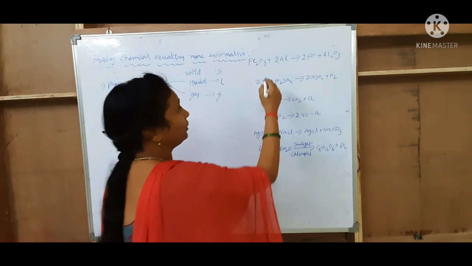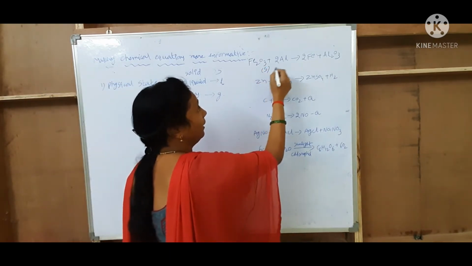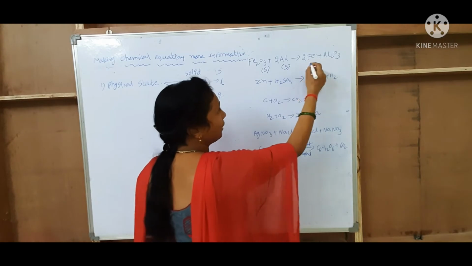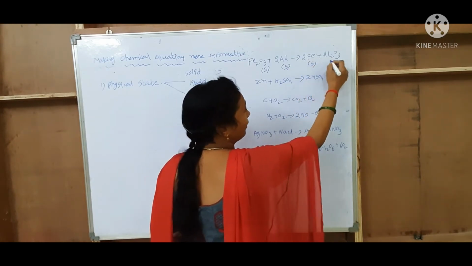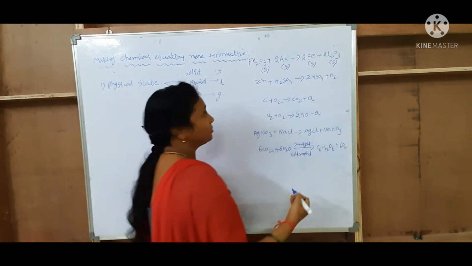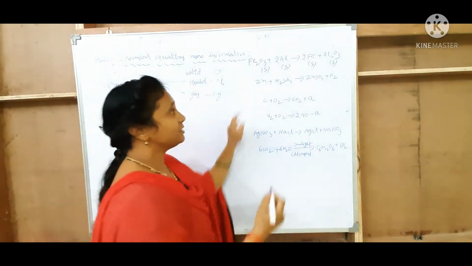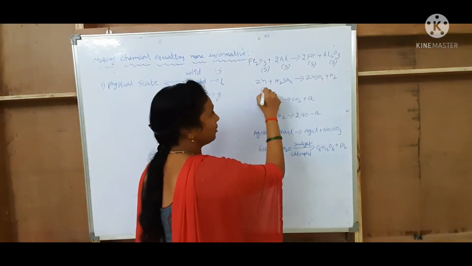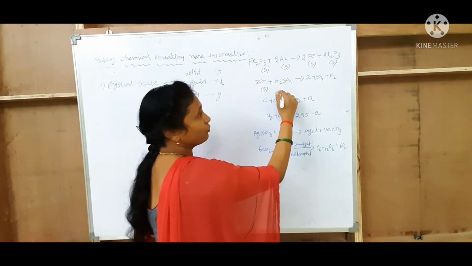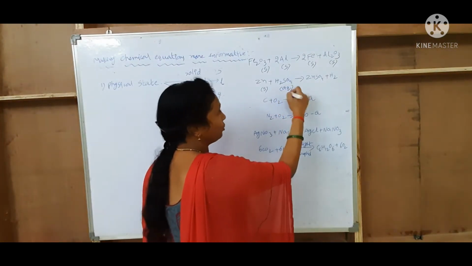The Fe2O3 is solid. The aluminum is also solid. Fe is also solid. Al2O3 is also solid. Next, the zinc is solid. Next, H2SO4 is an aqueous solution.